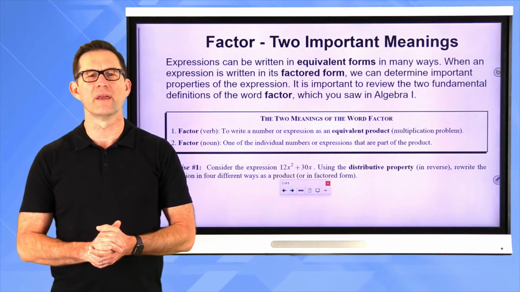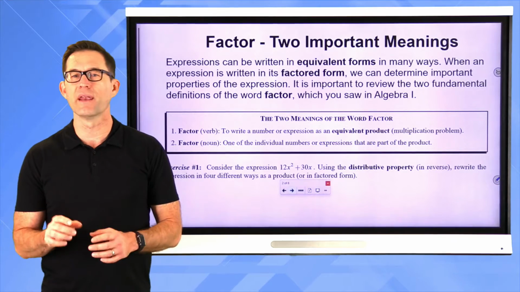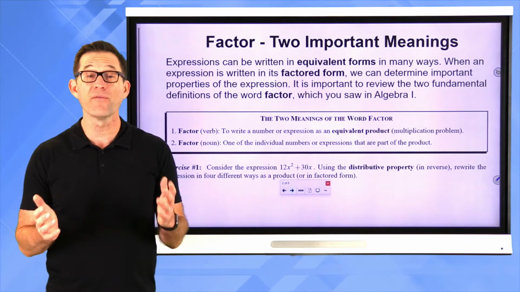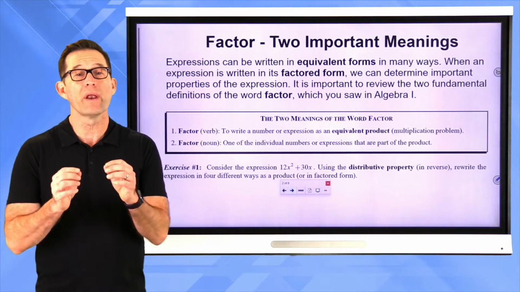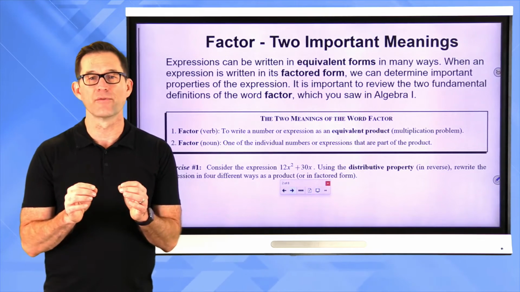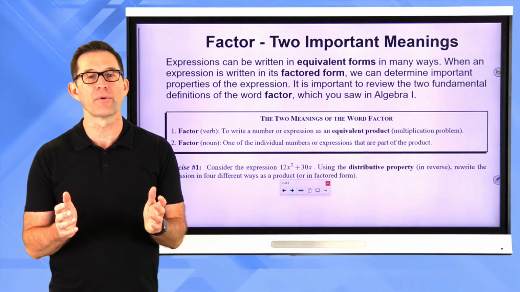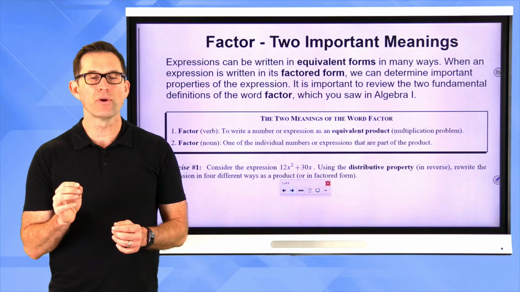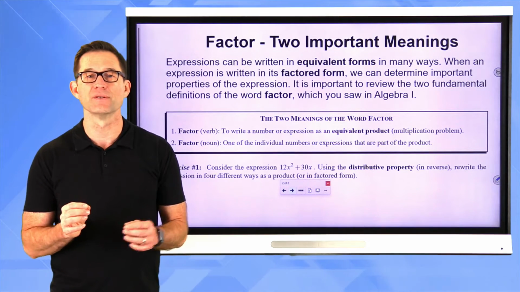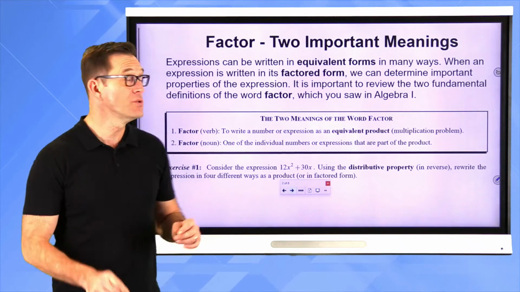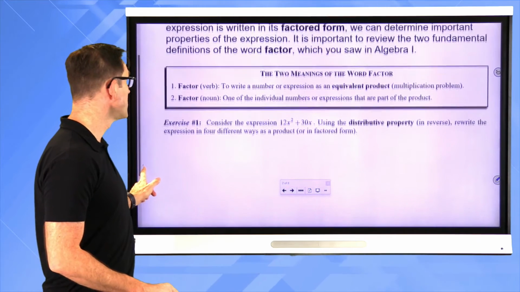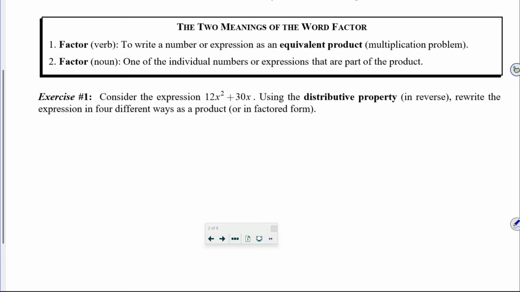Factor, two important meanings. Expressions can be written in equivalent forms in many ways, and we've already seen this quite a bit. When an expression is written in its factored form, we can determine important properties of the expression. It's important to review the two fundamental definitions of the word factor, which you saw in Algebra 1. So let's talk about these a little bit. The two meanings of the word factor.